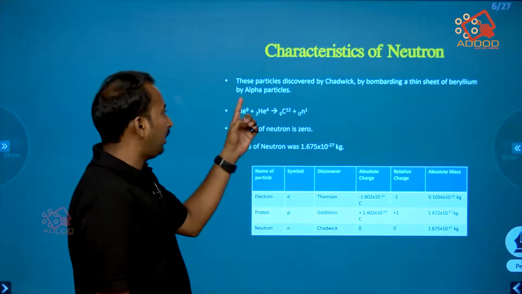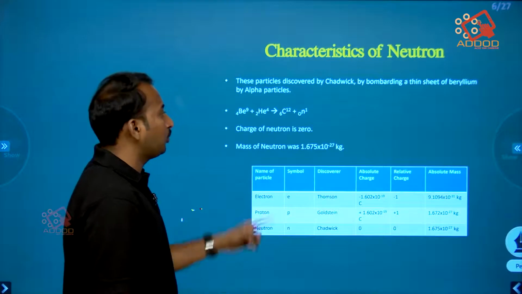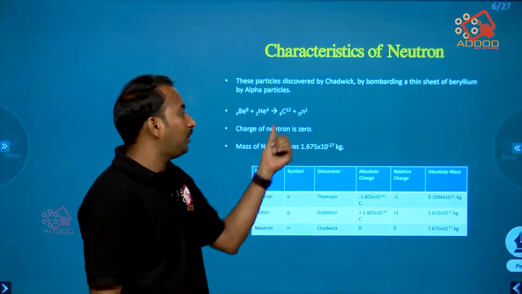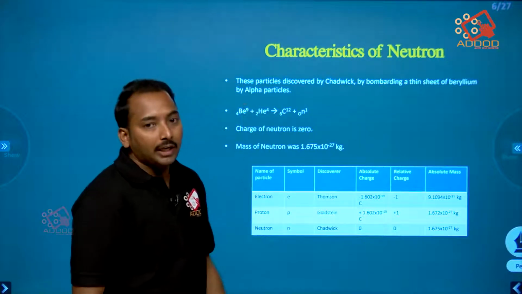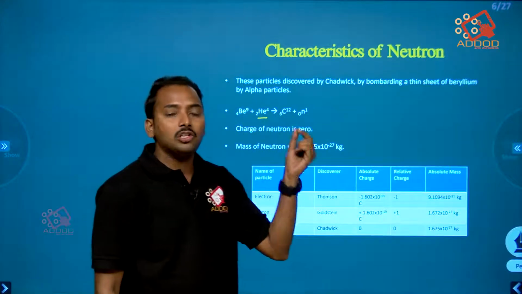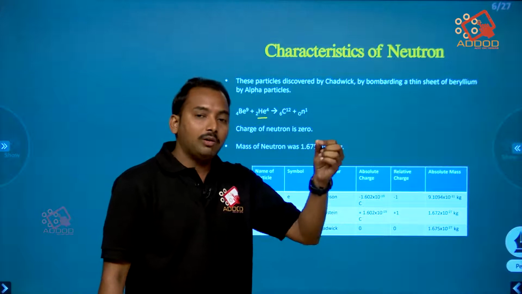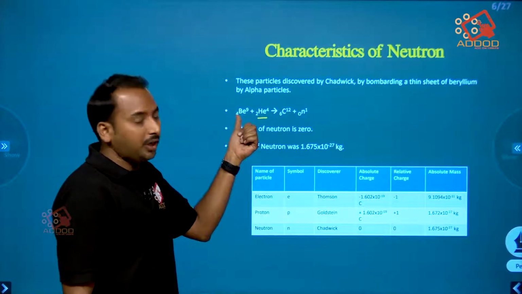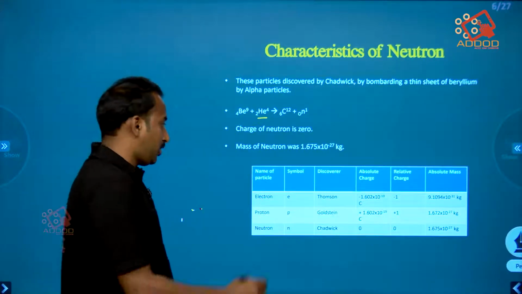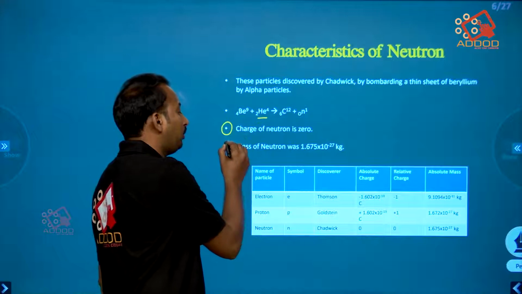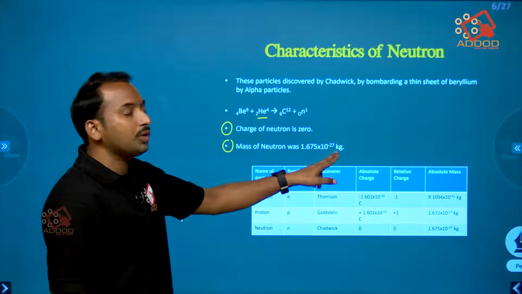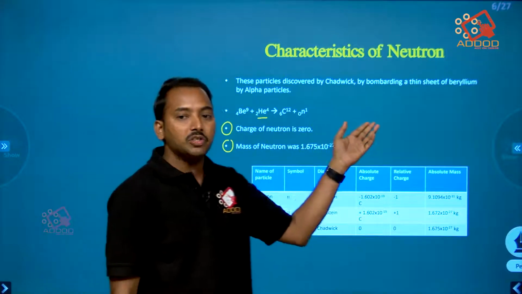Another particle, a neutral particle, is the neutron. This particle was discovered by Chadwick by bombarding a thin sheet of beryllium with alpha particles. Alpha particles are helium nuclei. These alpha particles bombard the beryllium sheet to produce the neutron. The charge of the neutron is 0 and the mass of the neutron is 1.675 into 10 to the power of minus 27 kg, which resembles the mass of the proton.